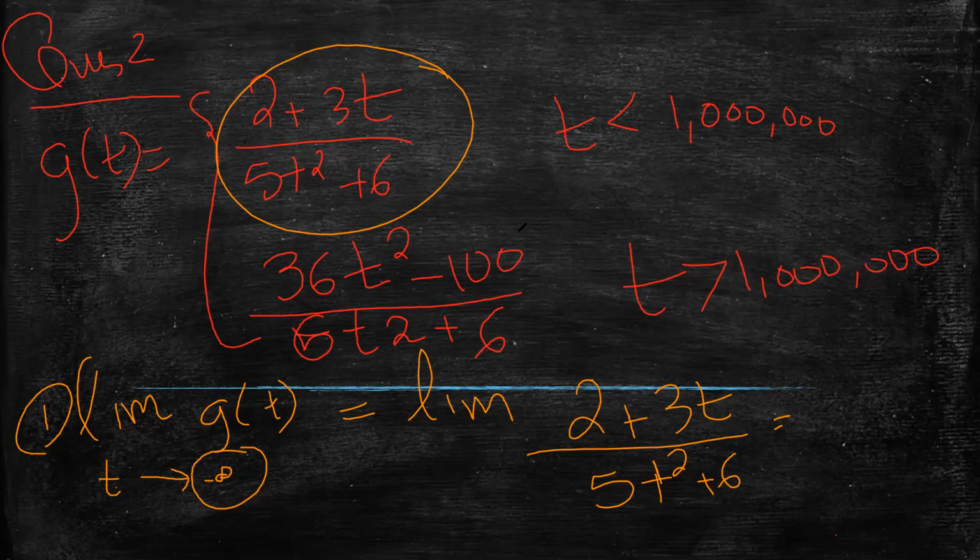Greater? If it is positive infinity, I will use the greater. If it is negative infinity, I will use less than. So because of that, I use this function.